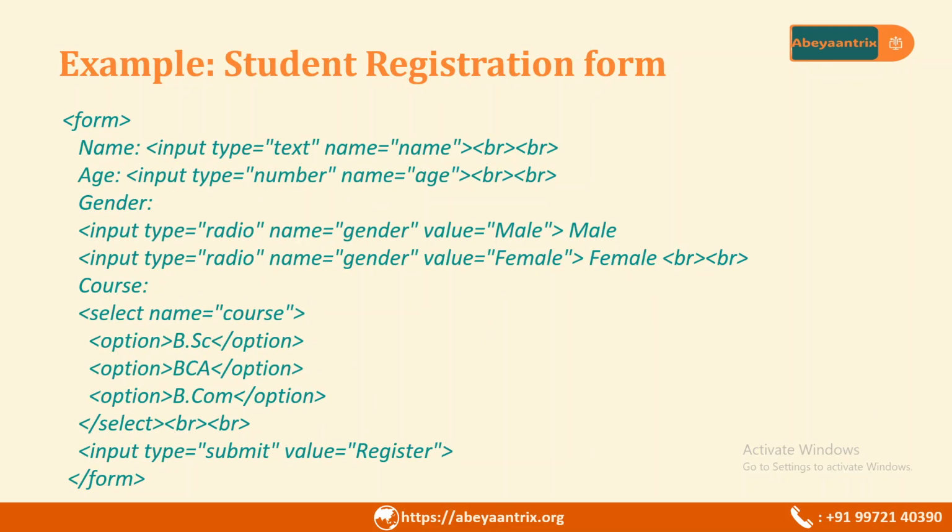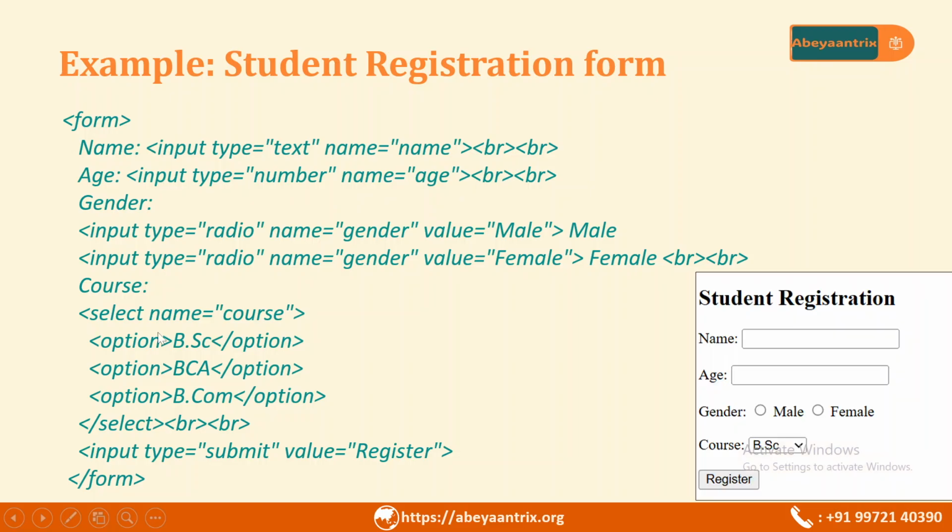Next form. Okay, so this is a simple student registration form. You can see here name, input type is equal to text, name is name, and input type is equal to number, name is equal to age. Here gender as a select button. Okay, the form will look like this. You can see here the output form will look like this.